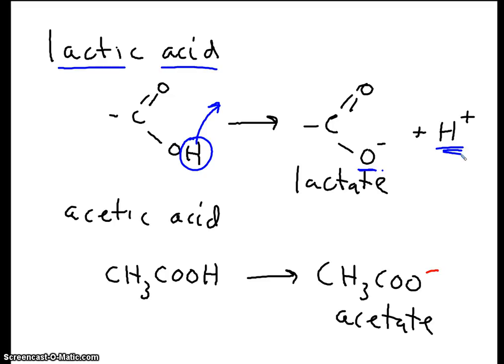The same thing is going to be true. We're going to talk about the citric acid cycle. Well, the citric acid will break down into something called citrate. We can talk about acetic acid, which is vinegar. So here's the formula, CH3COOH, and what happens is this will dissociate. It'll give up that hydrogen and become the acetate ion.